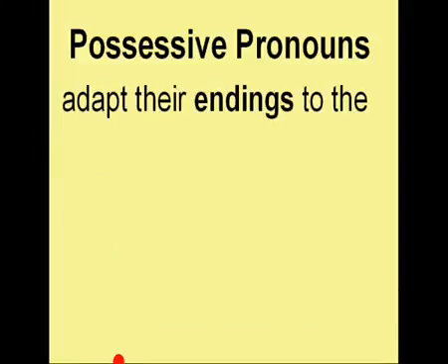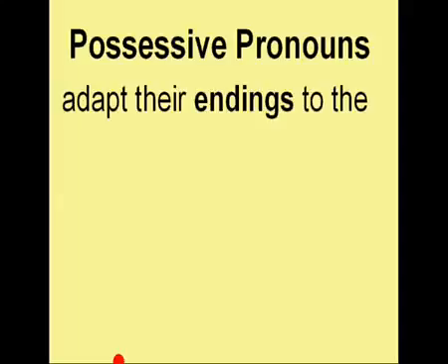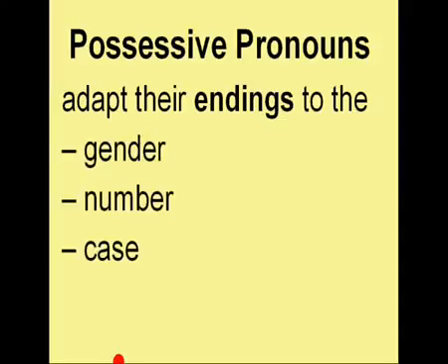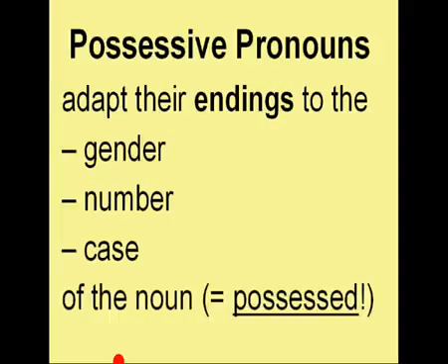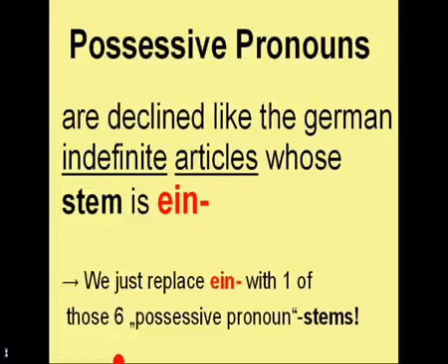And concerning their endings, possessive pronouns adapt their endings to the gender, to the number, and to the case of the possessed one. So you can recognize who's the possessor based on the word stem of the possessive pronoun, and you can recognize who is the possessed one based on the ending of the possessive pronoun. So we can also say possessive pronouns are declined like the German indefinite articles whose word stem is ein. This means that we just replace the ein word stem with one of those 6 possessive pronoun stems.